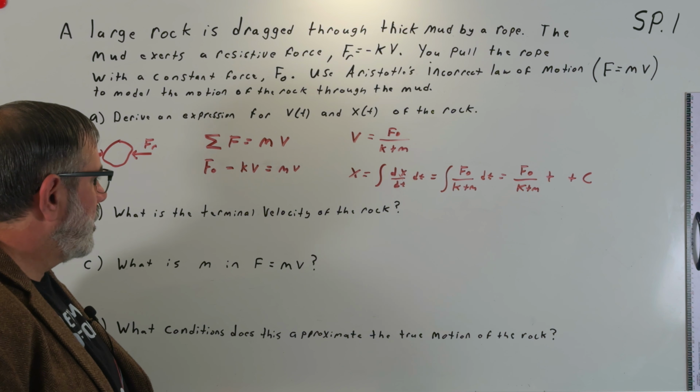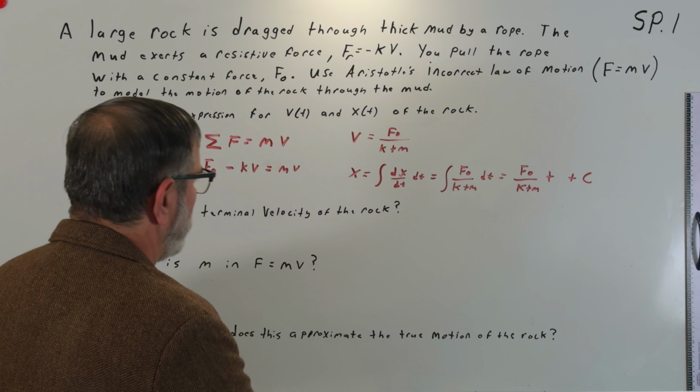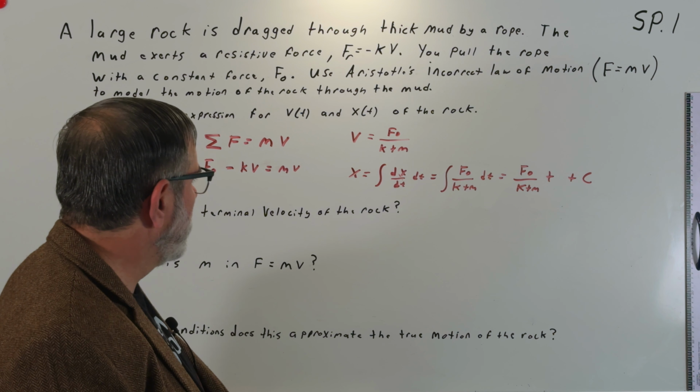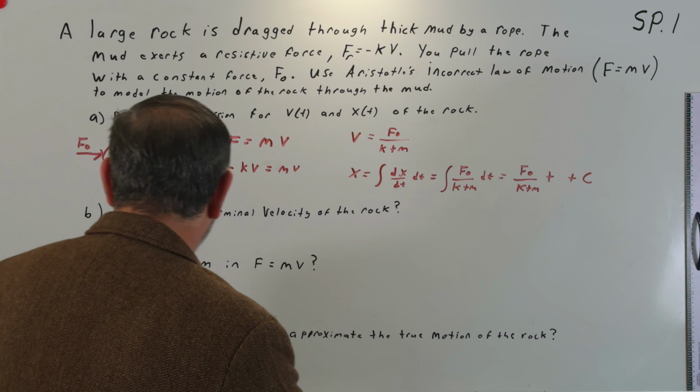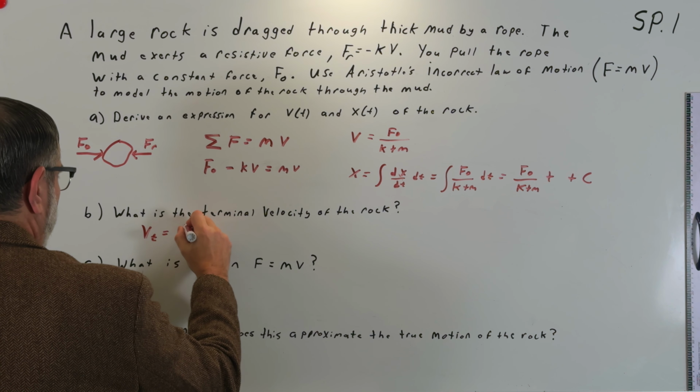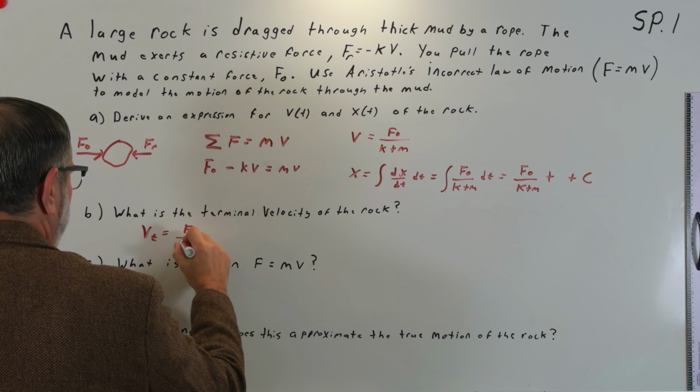Part B, what is the terminal velocity of the rock? Well, notice that the velocity does not carry an explicit time dependence. So the terminal velocity is the only velocity. So in this case, the terminal velocity, v sub t we'll call it, is just equal to F naught over k plus m.